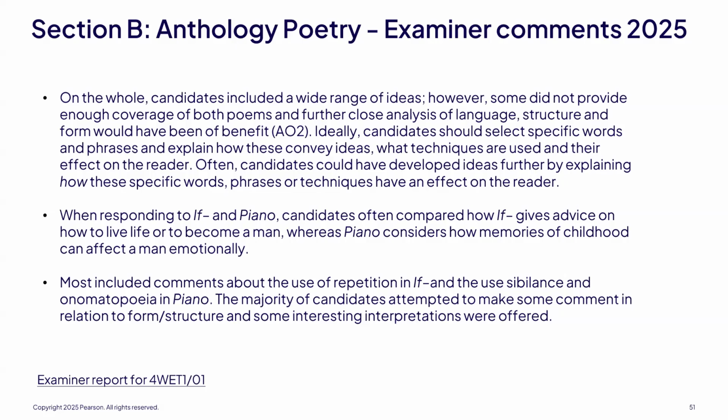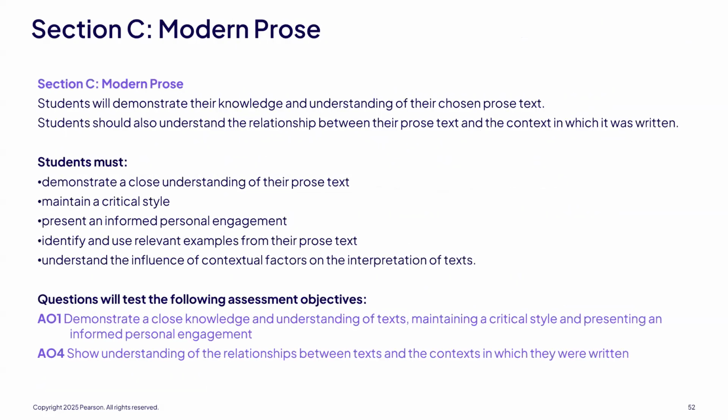talking about now section C, the modern prose. So we can see here that we've got AO1 and AO4. Those are our 2 assessment objectives that are in play for the modern prose section. Students demonstrate their knowledge and understanding of their chosen prose text from that list we looked at earlier. And they show their understanding of the text to the context in which it was written. It can also be the context, obviously, in which it's received as part of that contextual point for AO4.